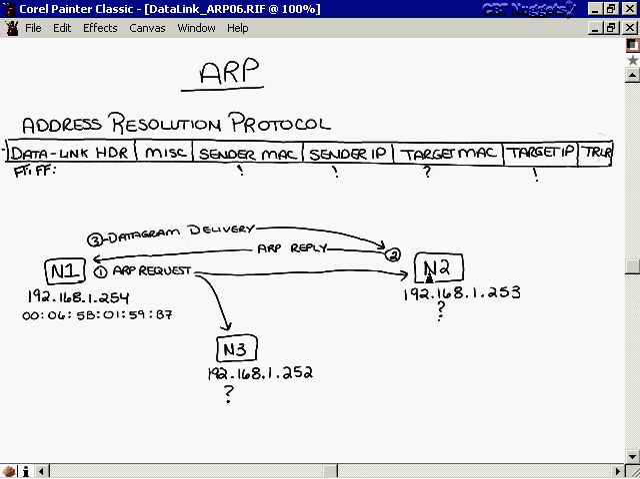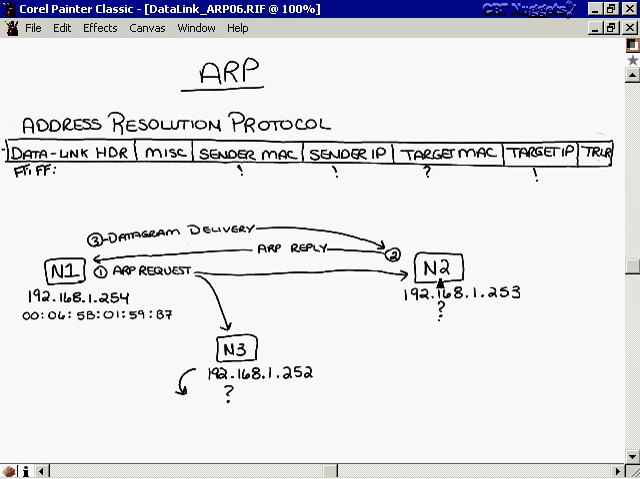And they're both going to process it. N3 is going to look at it. As it gets up into the packet, it's going to understand that there's a question for a MAC address related to an IP address of 192.168.1.253. It looks at its address, 192.168.1.252. It's not me, and it simply discards that packet. Doesn't answer, doesn't do anything with it.